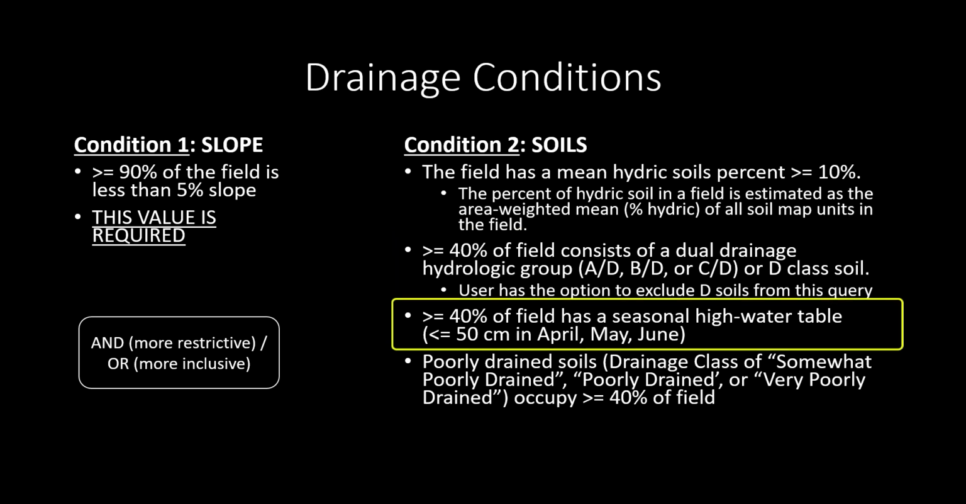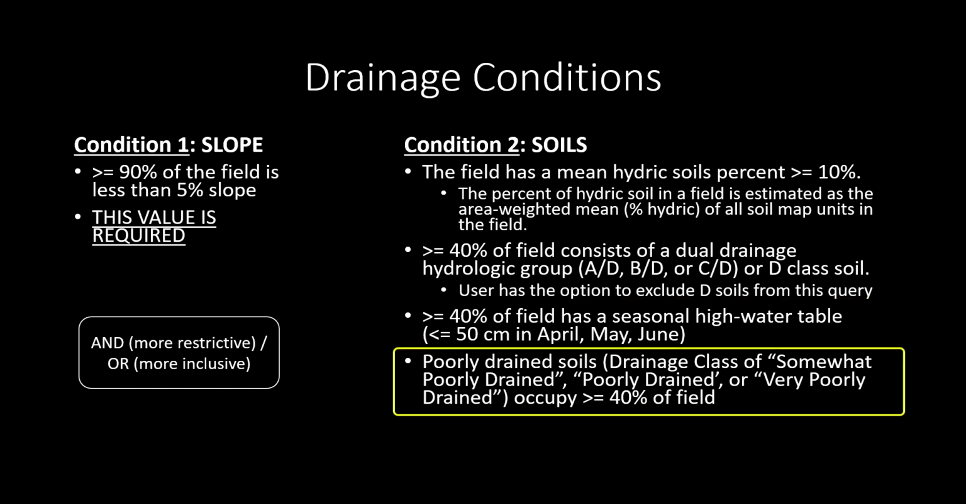The third option is that at least 40% of the field has a seasonal high water table, defined as less than 50 centimeters in April, May, and June. The last option are fields with at least 40% of the field designated as a poorly drained soil. These are soils defined as somewhat poorly drained or very poorly drained.